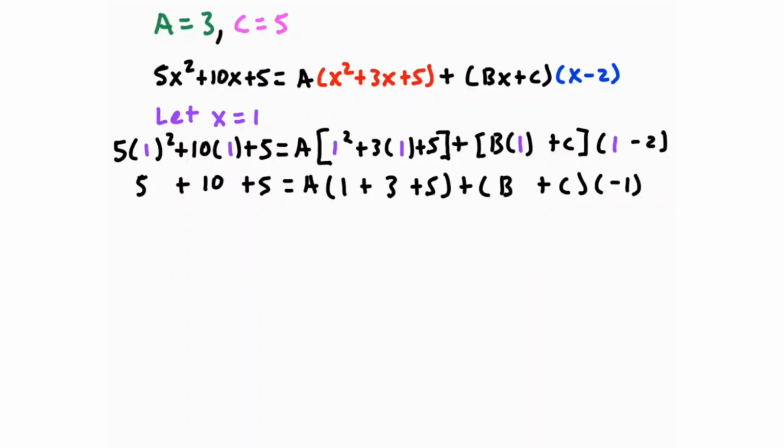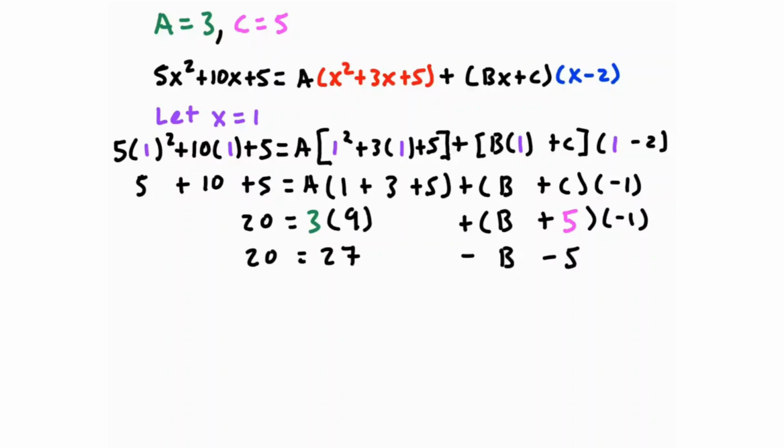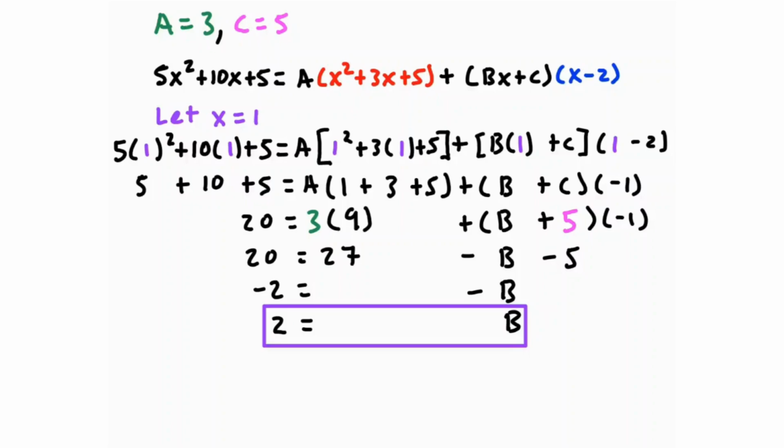5 plus 10 plus 5 is equal to a times 1 plus 3 plus 5 plus b plus c times negative 1. We'll simplify this, and we get 20 is equal to 3 times 9 plus b plus 5 times negative 1. Simplify some more. 20 equals 27 minus b minus 5, and then we'll solve for b. And we get negative 2 is equal to negative b, or b is 2. So we solve for a, b, and c.